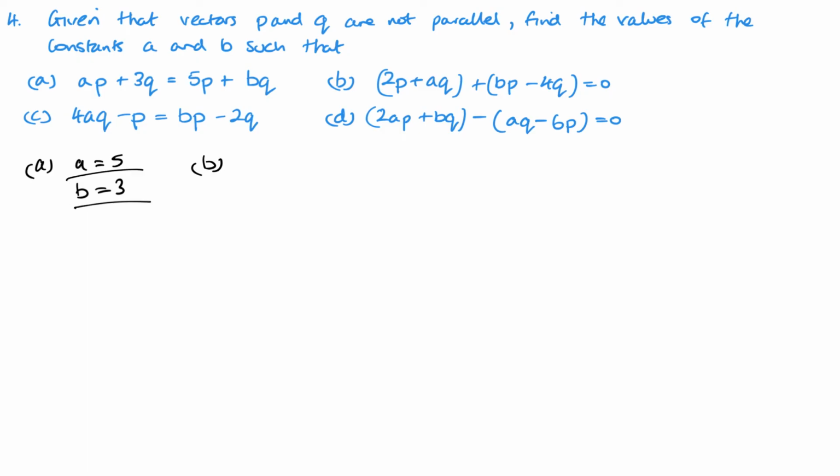Now, when I'm looking at the second one, I can see that they're going to equal 0. So if I look at the P's, I've got a 2 there plus B, and that must equal 0. So B must be minus 2. And I've got AQ minus 4Q, and that's going to be 0. So A equals 4. And that's all I'm doing. Okay?